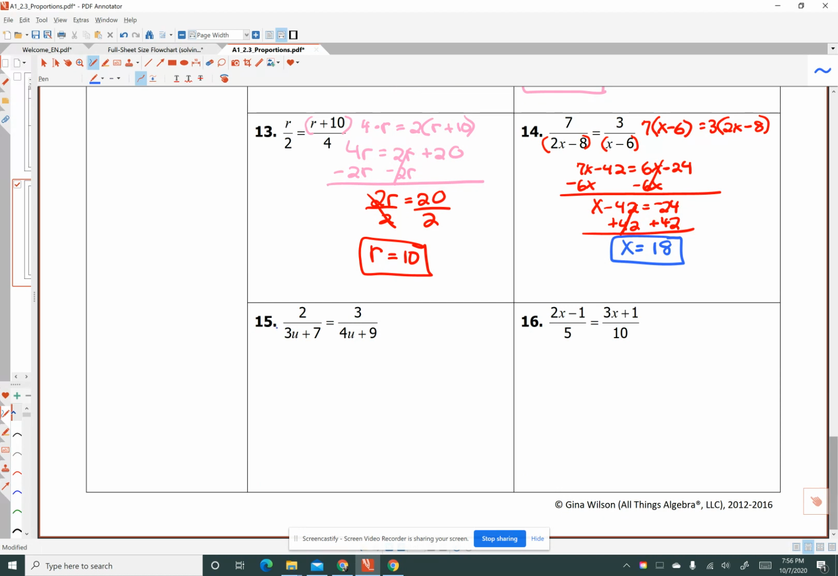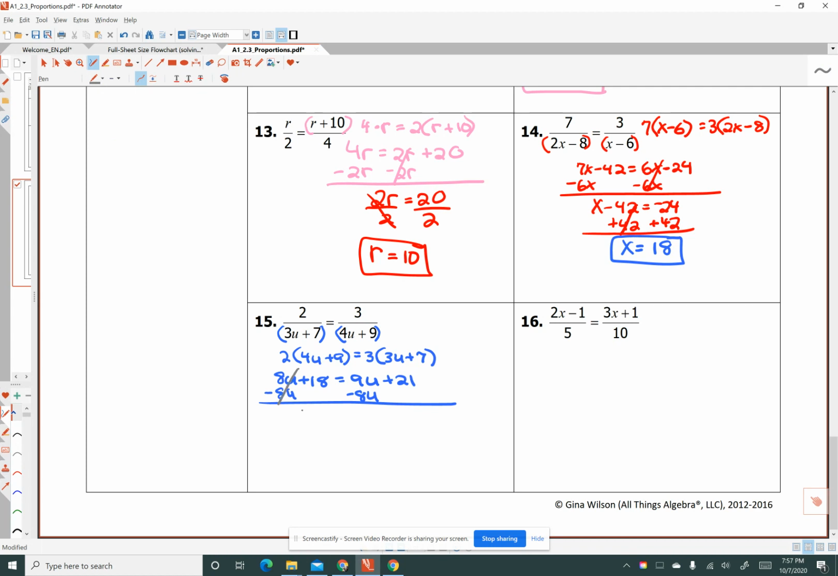Last 2 problems. Let's group those terms in the denominator first. 2 times the quantity of 4u plus 9 equals 3 times the quantity of 3u plus 7. So after we distribute, 8u plus 18 equals 9u plus 21. I'm going to subtract 8u from each side of the equation.